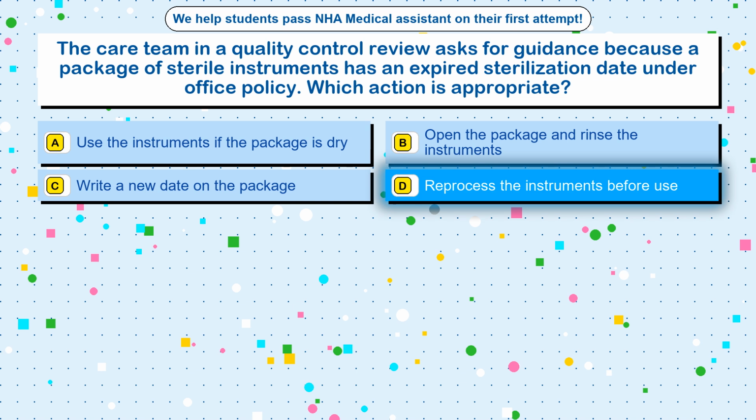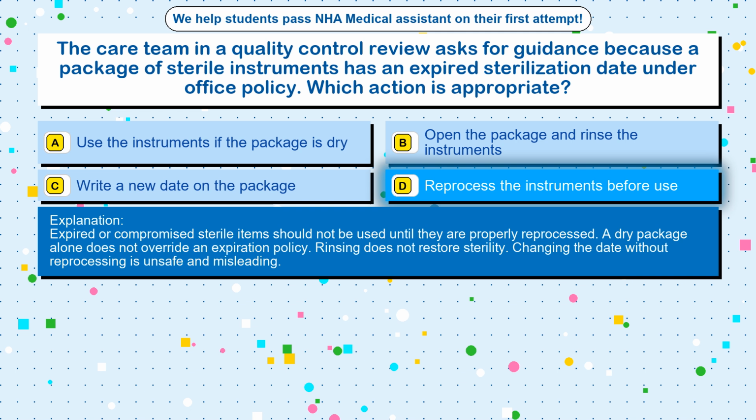The correct answer is option D. Reprocess the instruments before use. Expired or compromised sterile items should not be used until they are properly reprocessed. A dry package alone does not override an expiration policy. Rinsing does not restore sterility. Changing the date without reprocessing is unsafe and misleading.